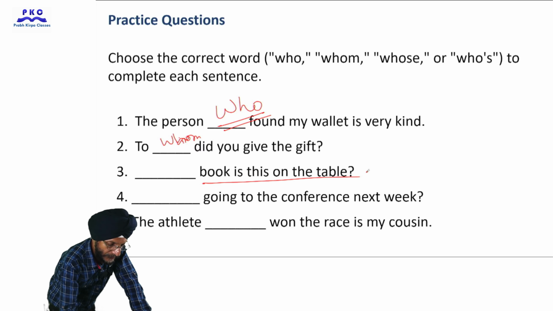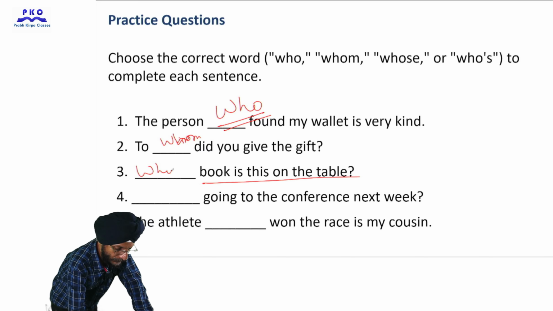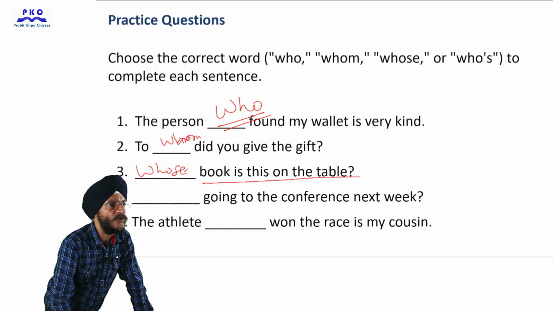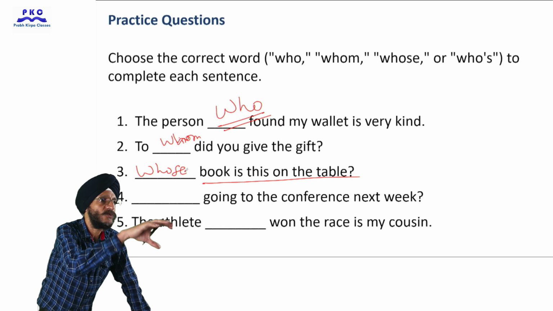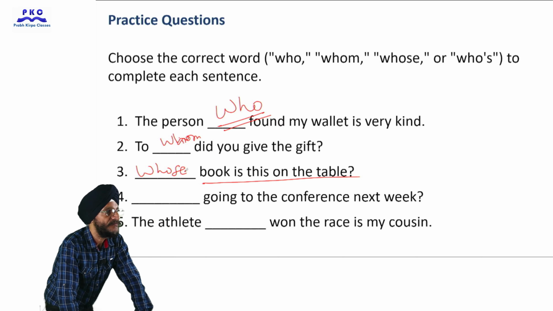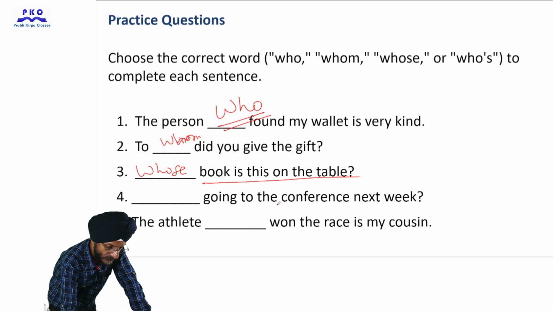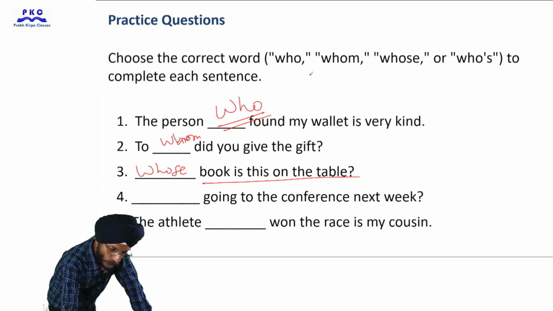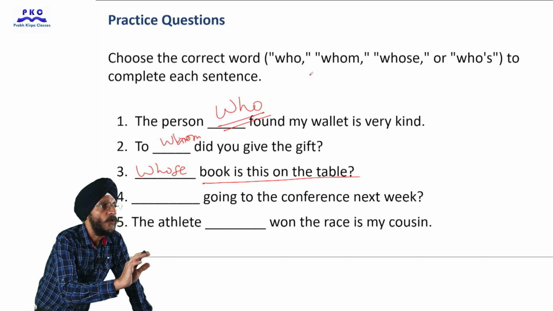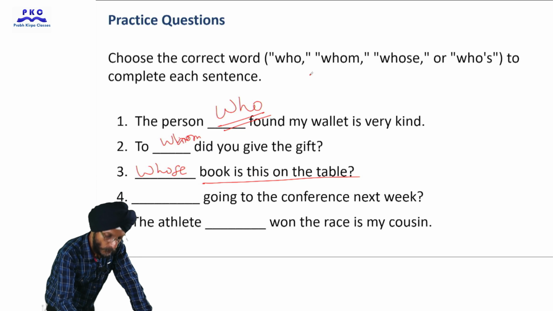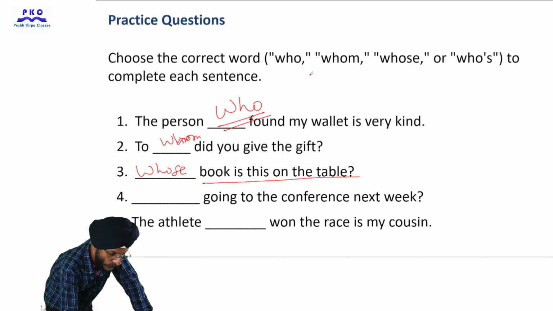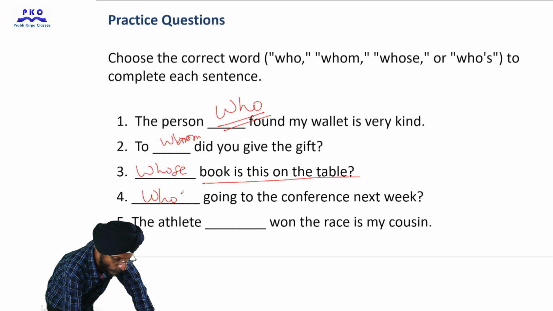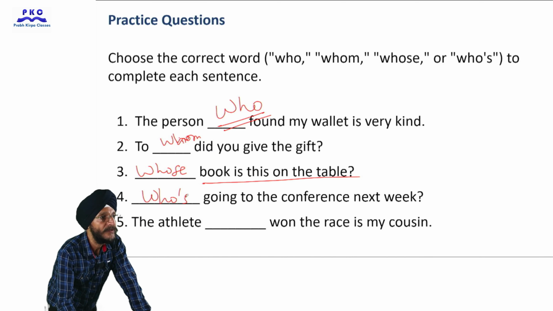Dash book is on the table. Whose book? It shows belonging, the possession or ownership. Dash going to the conference next week. Who going? No. Whom going? It is not okay. Who's going? It is also not okay. Who is going. Who apostrophe s.